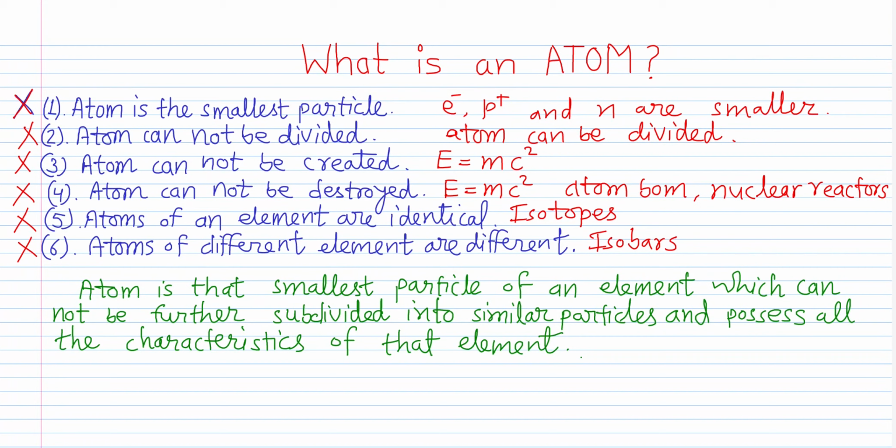So up to the level of atom only, an element has its characteristic present, but when you divide it further into smaller particles, the identity of that element gets lost and all the substances become the same if you divide them into electron, proton and neutron. So this can be a good definition if someone asks you what is an atom.